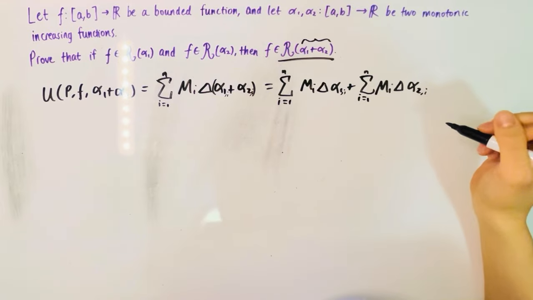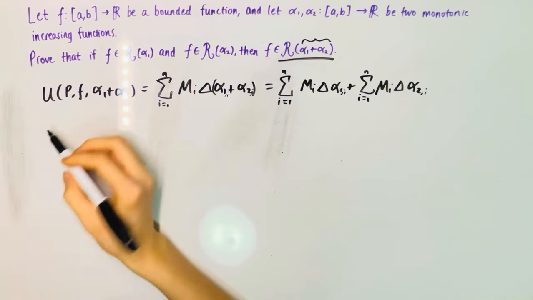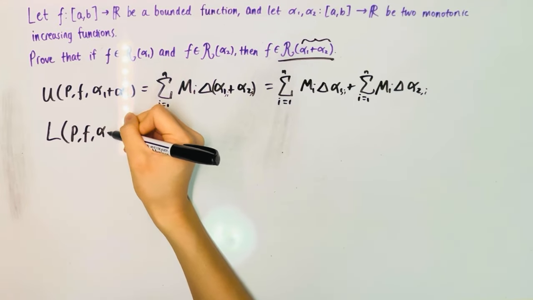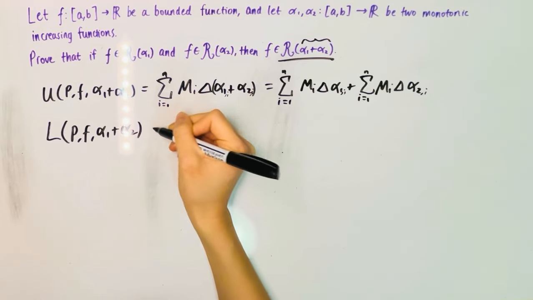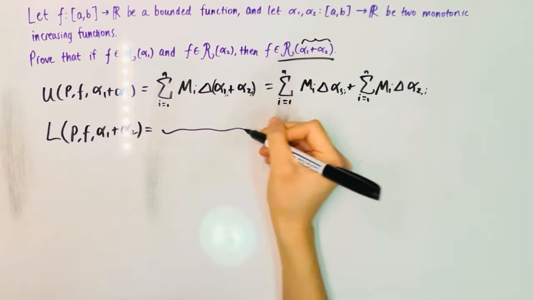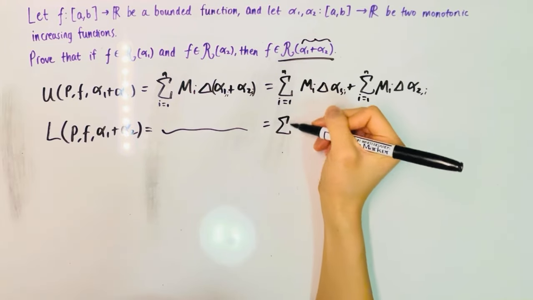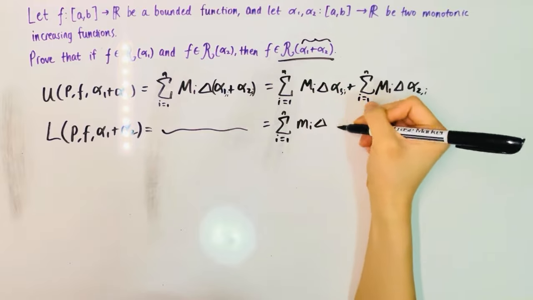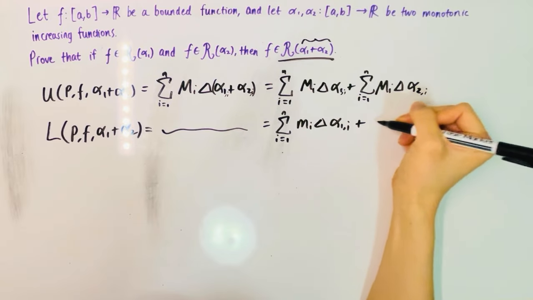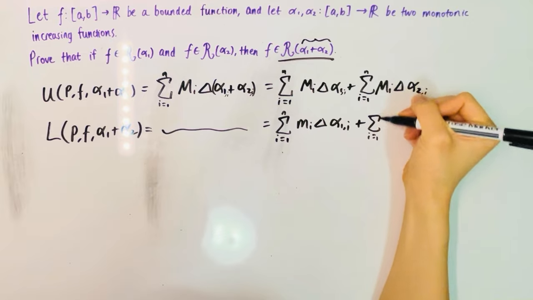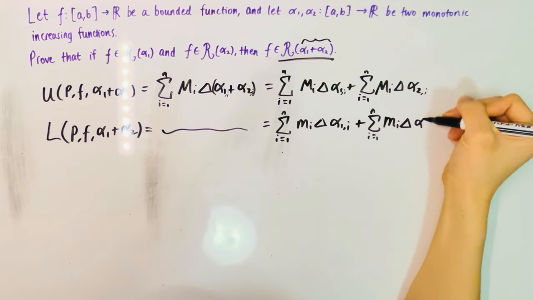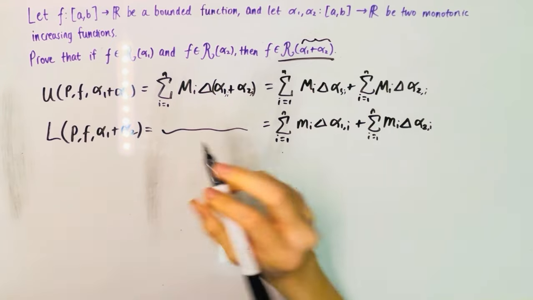All right, now we are going to do the lower sum, and that is going to be very similar. It equals the sum from i equals 1 to n of mi delta alpha 1 i plus the sum of mi, this is the infimum, delta alpha 2 i.